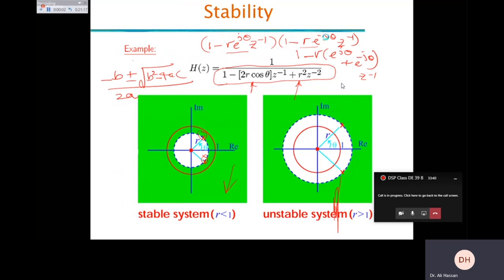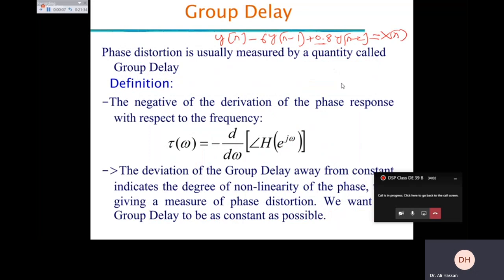So looking at this equation, y[n] minus 6 y of n minus 1 plus 0.8 y of n minus 2, I know once I take its transfer function, this 6 represents 2r cosine of theta, and this 0.8 represents r square. So just by looking at the second order difference equation, I can calculate the value of r, which is the radius, and I can also calculate the value of angle theta. By just looking at this, I know 2r cosine of theta is equal to 6.